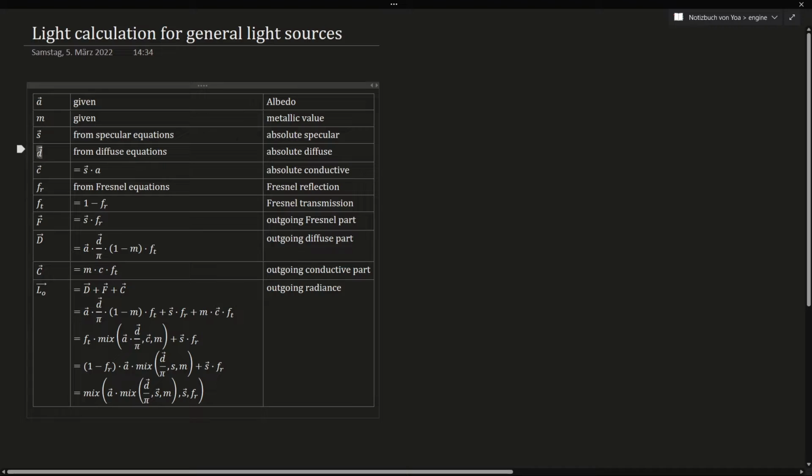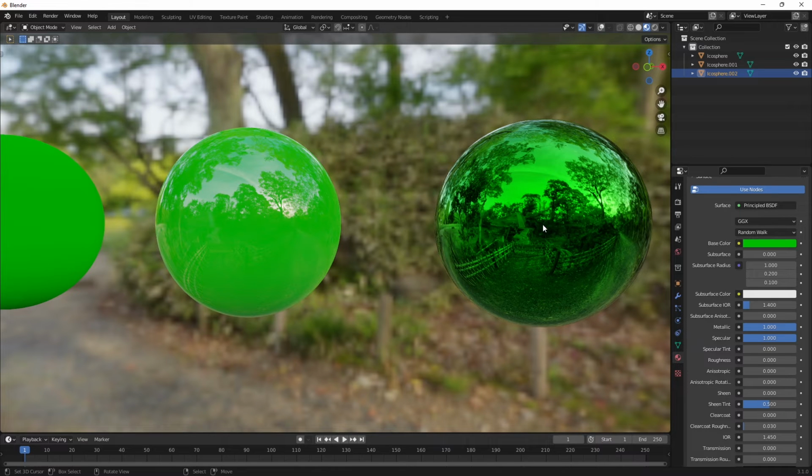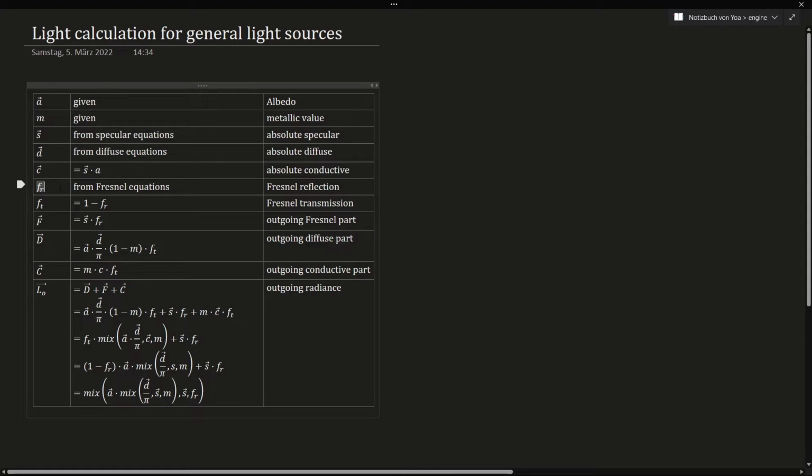Then we also have D, the absolute diffuse. Same game again. Absolute diffuse means what would the reflected light be if the surface was a perfect diffuse surface with an albedo of 1. Then we also have the absolute conductive value, which is just the absolute specular value multiplied with the albedo. This is to get the green tint of the light. Then we have FR, which is the Fresnel reflection, which we get from the Fresnel equations. We're going to get to these later. Then we have the Fresnel transmission, which is just 1 minus the Fresnel value.